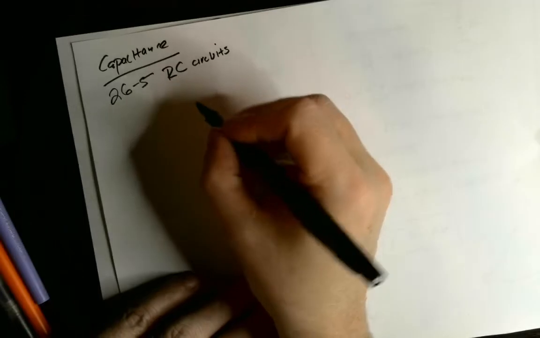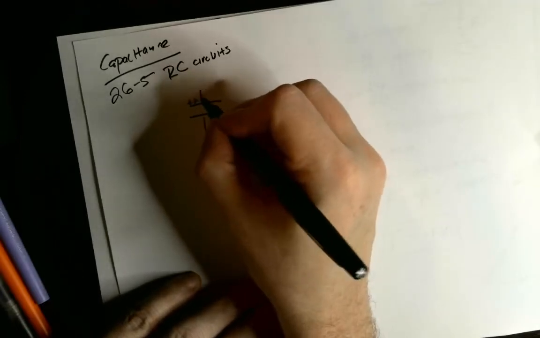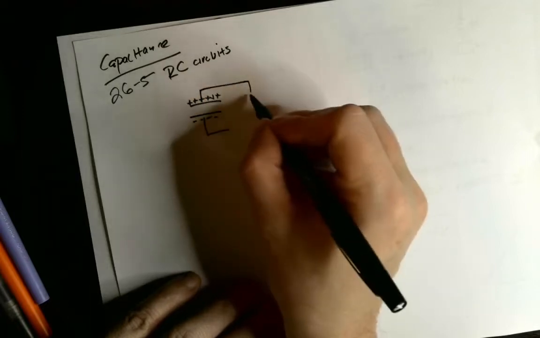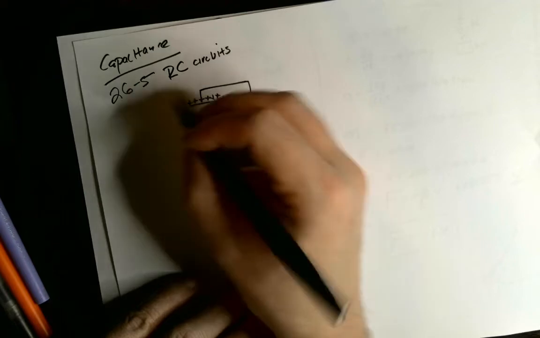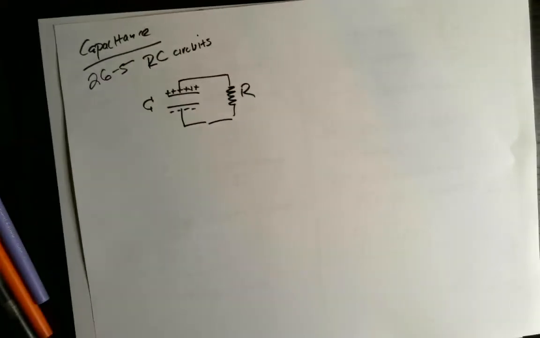If we imagine a circuit that's got a charged capacitor, let's say, and just a resistor. So you've got a capacitance C and a resistor with resistance R. What will happen to the current in this little tiny circuit over time?